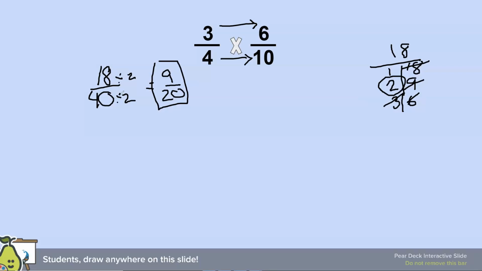So 18 divided by 2 is 9, 40 divided by 2 is 20, and that is simplified.